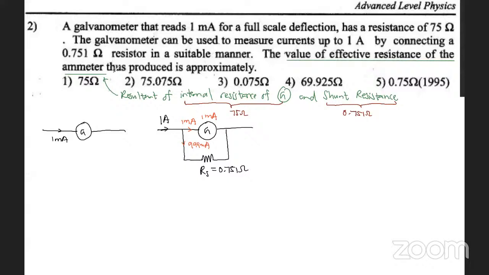0.751. So what is the answer for this question? You have two resistors in parallel, 75 ohm and 0.751 ohm here. So when you have two resistors in parallel, we have learned, now you can find the actual value, but when you find the actual value, I don't think you are getting any of these answers. There's a problem there. Yeah, I think there was a problem with that. It is a 0.751 resistor, suitable manner.